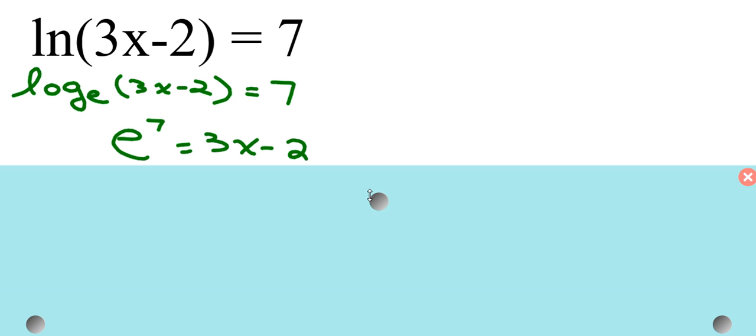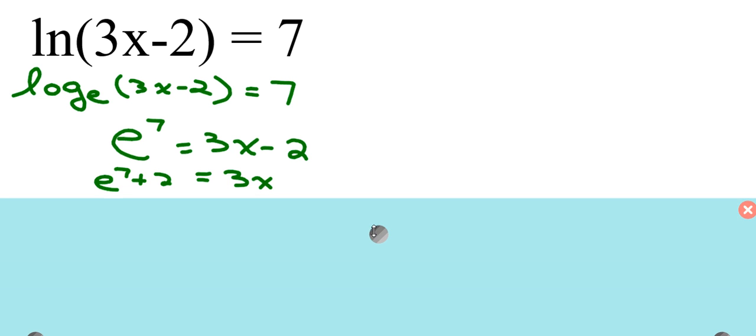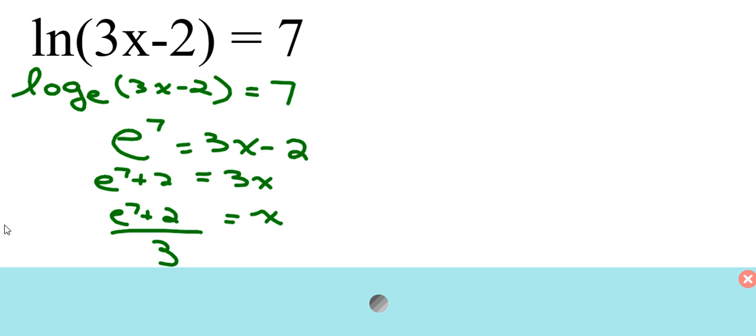So now you're like, well, e to the 7th, that's not going to help me. Well, sure, we've got an e button on our calculator. So what we're going to do is we're going to get the x alone. We're going to go ahead and add 2 to both sides and then divide by 3. Then we'll pick up our calculator.